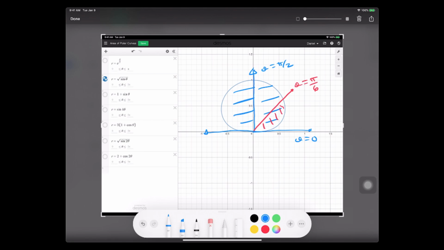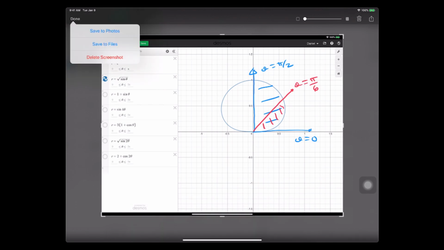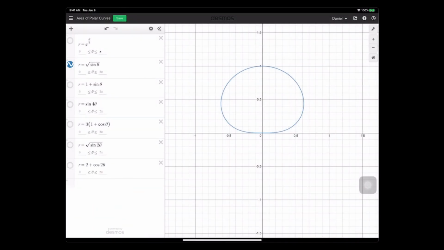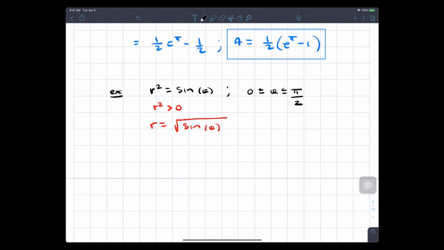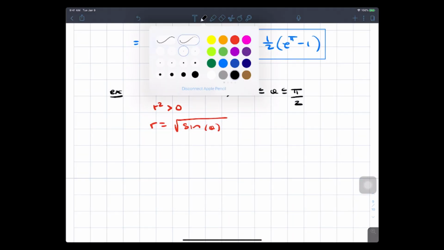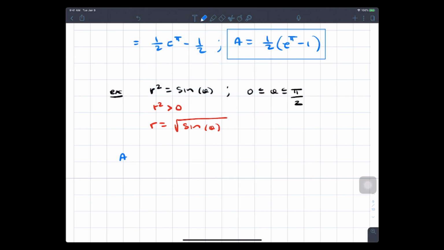Okay. So anyway, let's go back and do the 0 to pi over 2. So we're done. We don't have to really save this. Well, let's save it just in case. So let's go through this exercise. We say, okay, the area is the integral from 0 to pi over 2 of 1/2 r squared d theta.